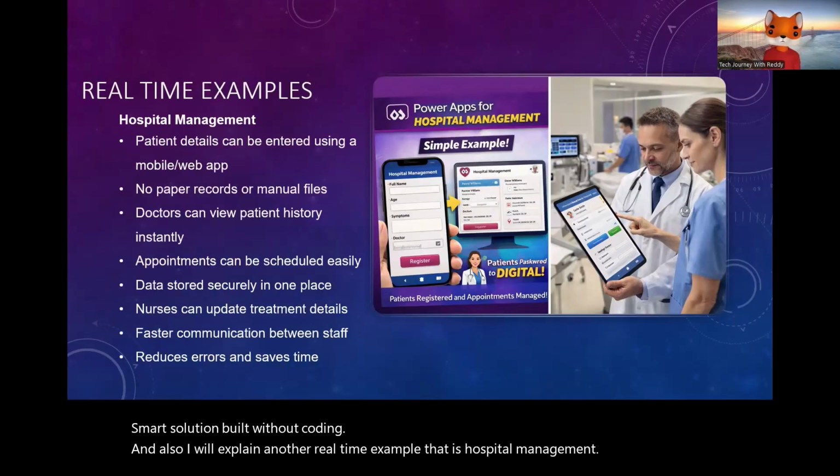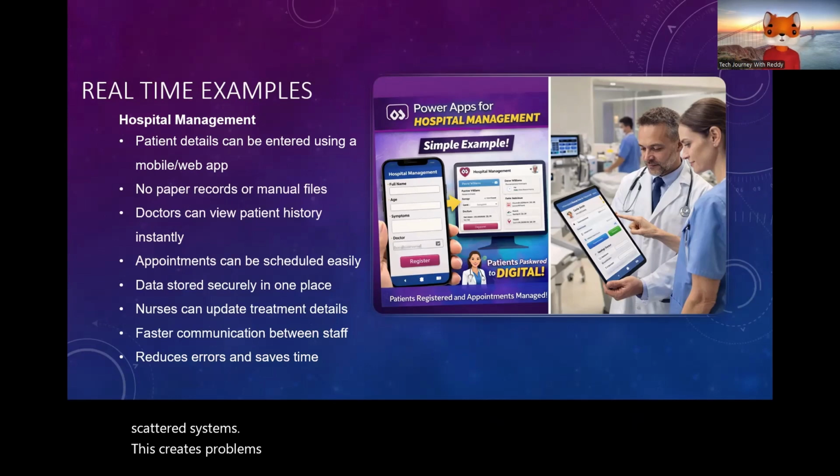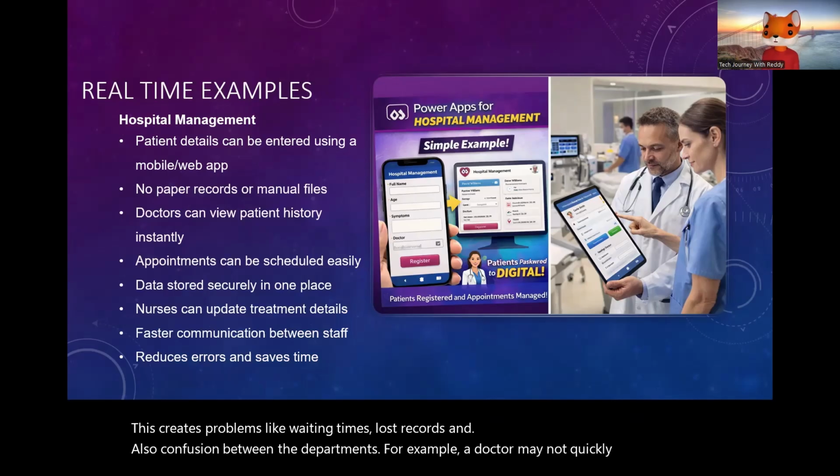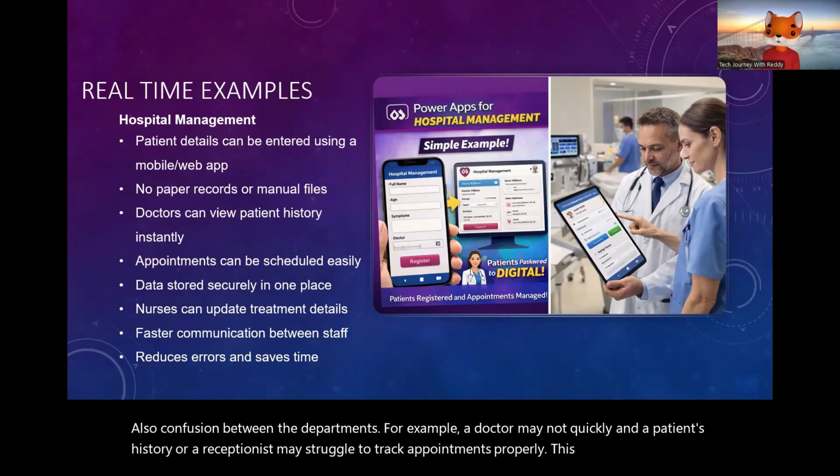In many hospitals, patient records and appointments are still handled using paper files or scattered systems. This creates problems like waiting times, lost records, and also confusion between the departments. For example, a doctor may not quickly find a patient's history, or a receptionist may struggle to track appointments properly. This affects both hospital efficiency and patient care.